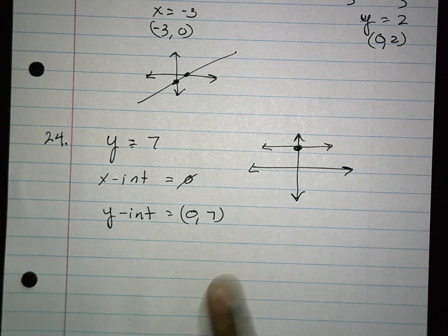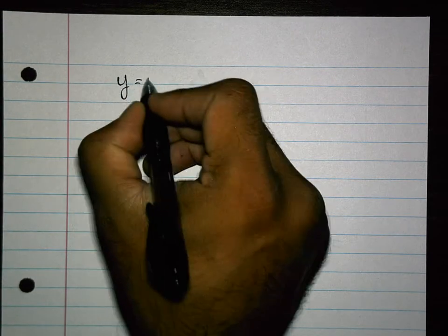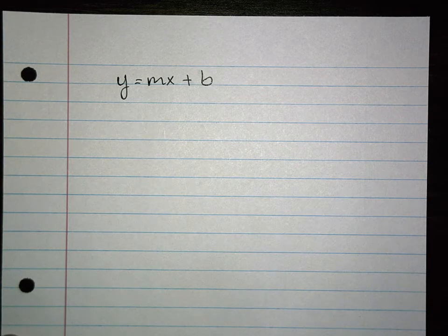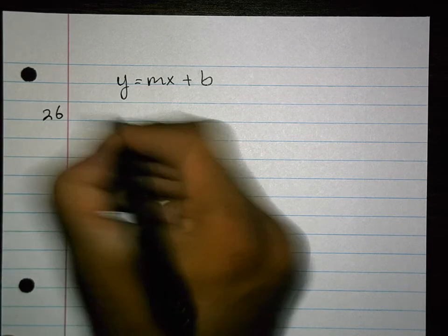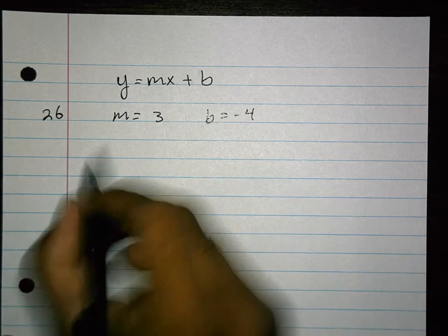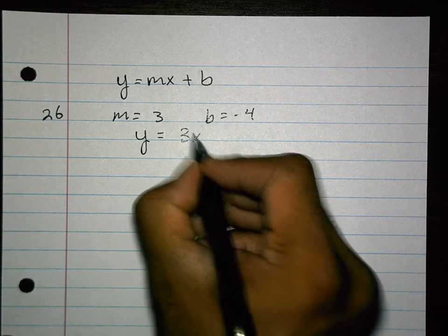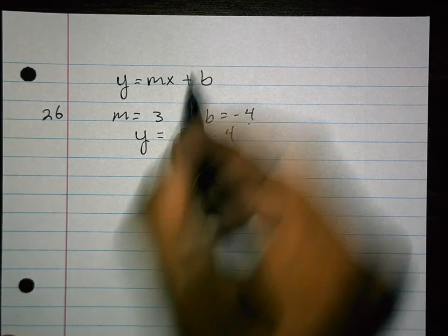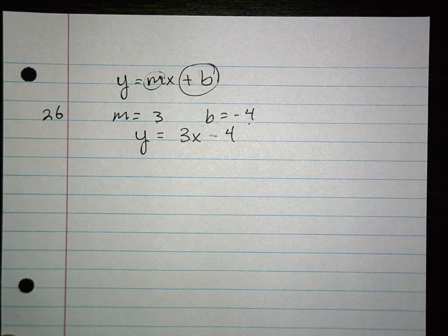Moving on to question 26. 26 says, write an equation of a line in slope-intercept form that has the following characteristics. So if you remember, slope-intercept form is y equals mx plus b. Question 26 is about as easy as they come because they give you m and they give you b. So you just plug them right in. And you say y equals 3x minus 4. Plugging this in right there, plugging this in right there.